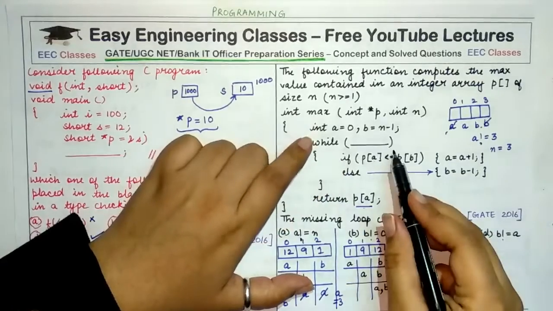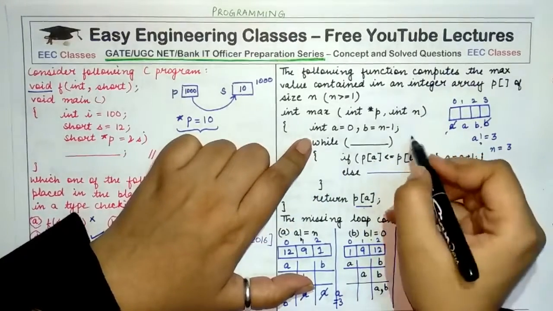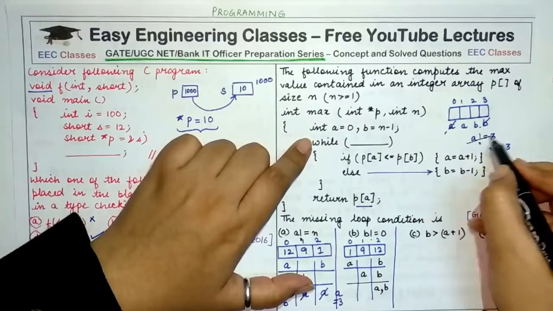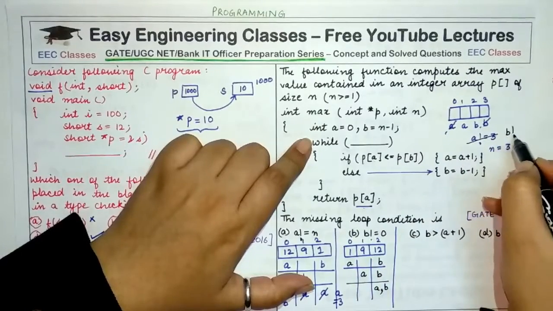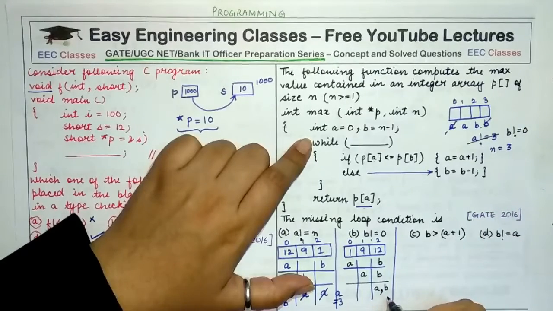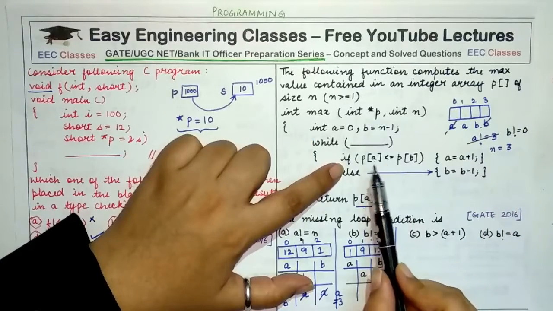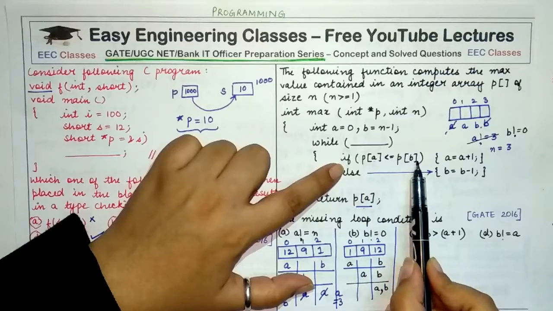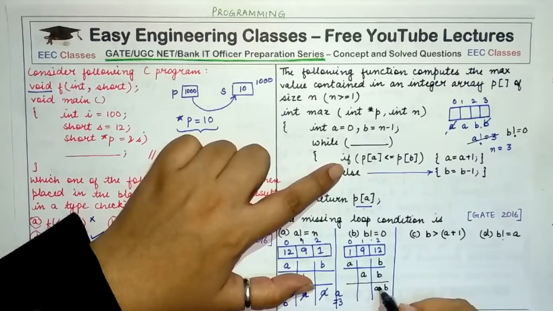Now I further check the condition. The condition that I am checking is B not equal to 0. Okay, so yes, B is not equal to 0, and I check if the value at A is equal to the value at B. Yes, so I again increment A.